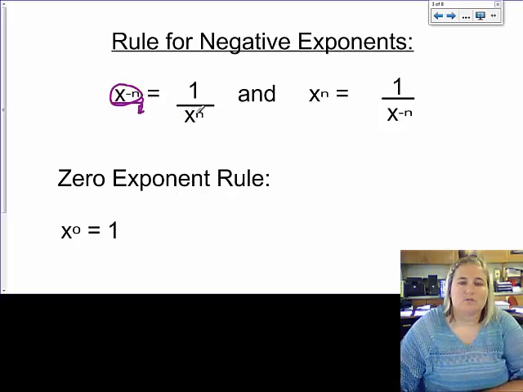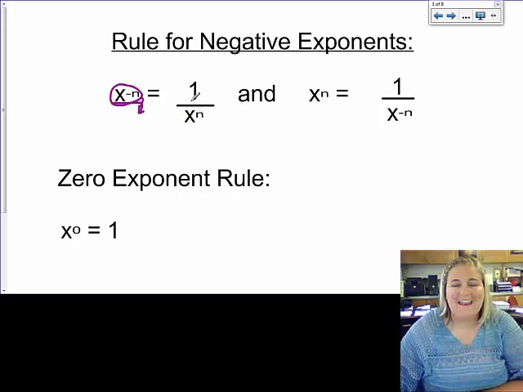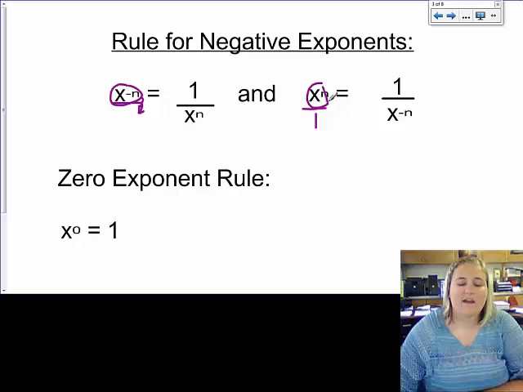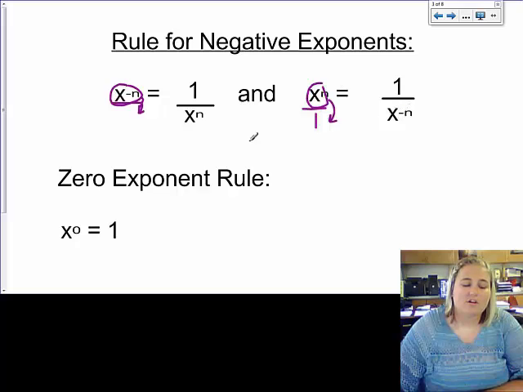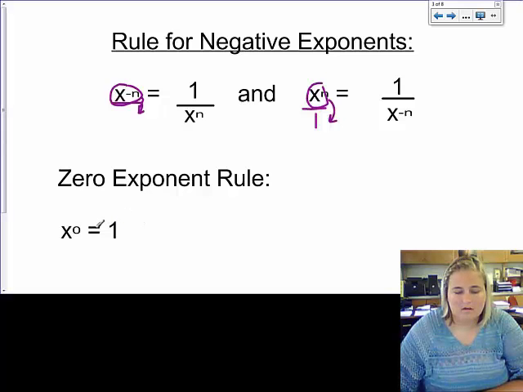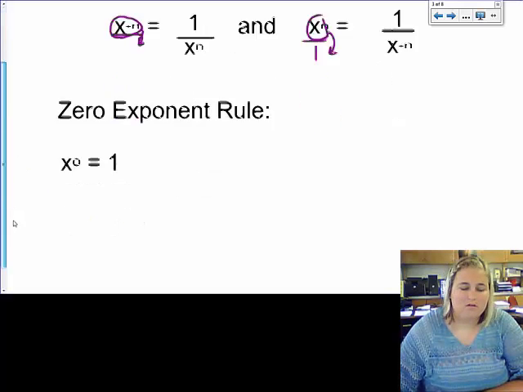It became a positive, which left us with that 1 on top. Over here, it was already a positive, so when we moved it across that fraction bar, it changed the sign. So instead of being a positive, it became a negative. The 0 exponent rule is that x to the 0 is equal to 1. We already said that anything raised to the power of 0 is equal to 1.